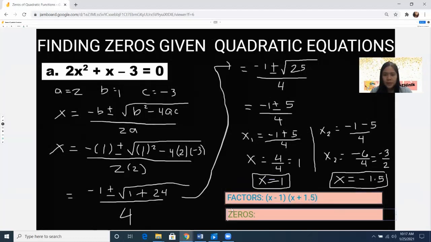Okay, in here the zeros, we'll just copy them as is from the answers we've got. So the first zero is x is equal to, no, this one is positive. I will repeat. The zeros are x is equal to positive 1, and then the other zero is x is equal to negative 1.5. Don't get confused between factors and zeros, as they do not have the same signs. So there you go. That is how we find the zeros given a quadratic equation.